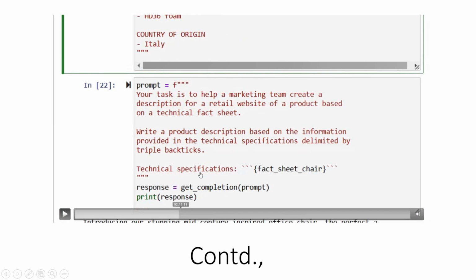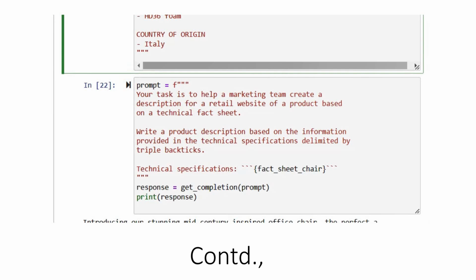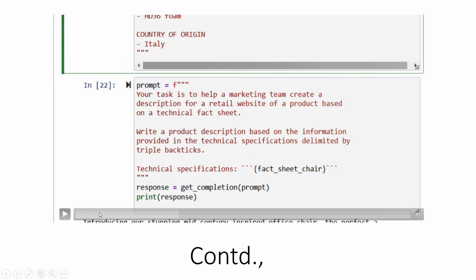Now this is the first one. The technical specifications are fed through fact_sheet_chair, which is nothing but the data that we have given here. And write a product description based on the information provided in the technical specifications delimited by triple backticks. You can see that here the triple backticks are provided, and you need to get a proper product description out of the feed that you have given. That's it. Now response equals get_completion(prompt), print(response).